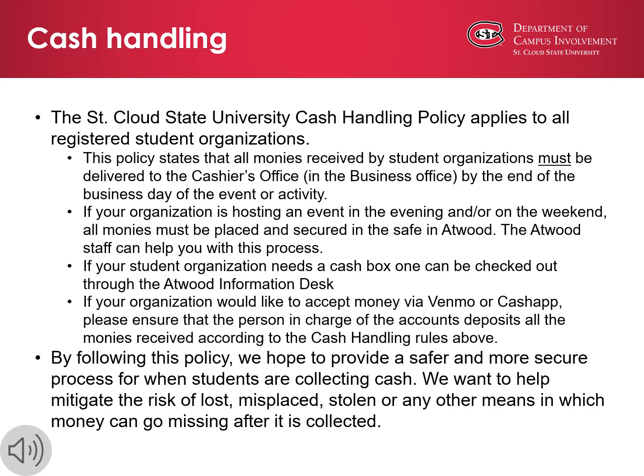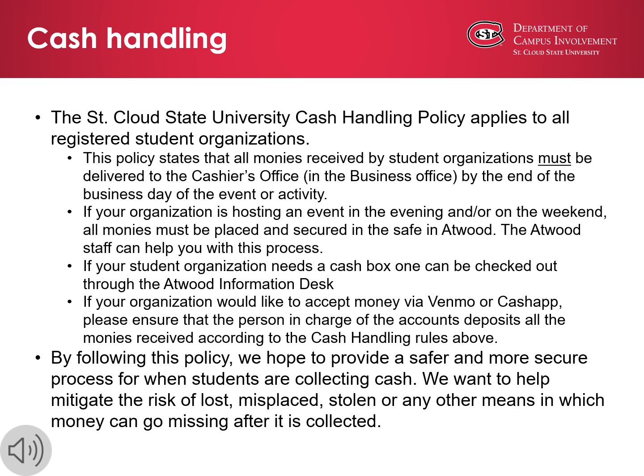The St. Cloud State University cash handling policy applies to all registered student organizations. This policy states that all monies received by student organizations must be delivered to the cashier's office in the business office by the end of the business day of the event or activity. If your organization is hosting an event in the evening and/or on the weekend, all monies must be placed and secured in the safe in Atwood. The Atwood staff can help you with this process.